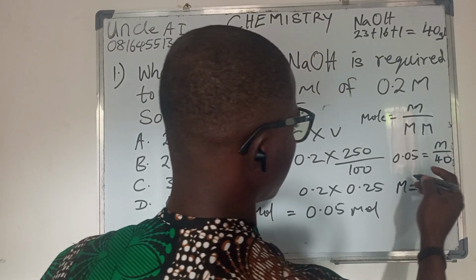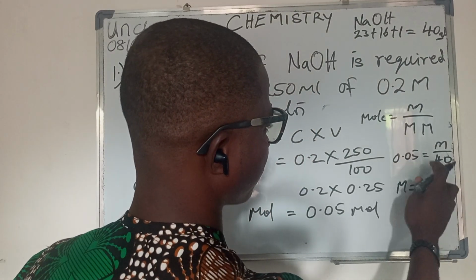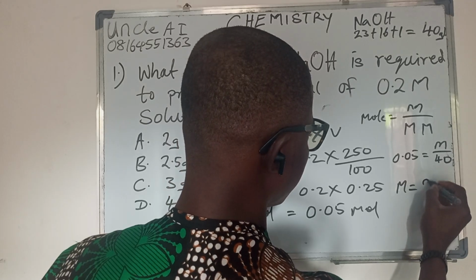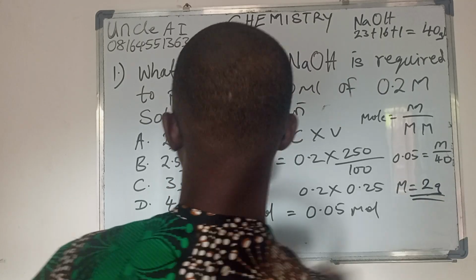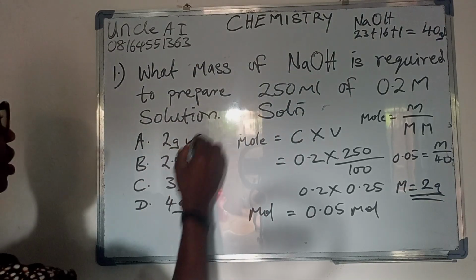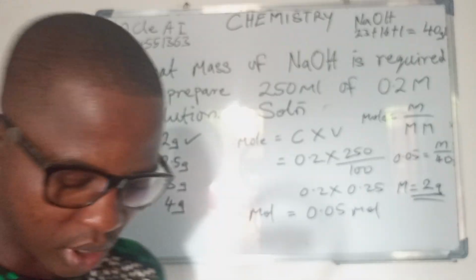Then we'll have a mass of 0.05 times 40, which gives us 2 gram. And that makes option A the correct answer. Thank you, and remember this.